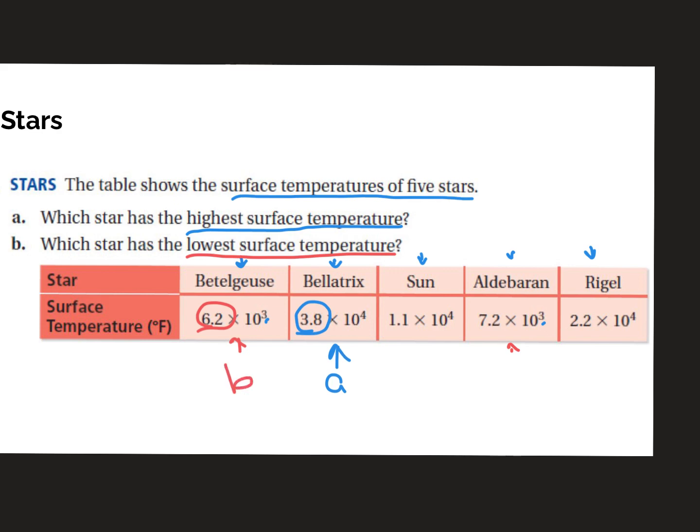So Betelgeuse is lower. Okay, so go ahead and try these problems on your own, and I will see you in class.